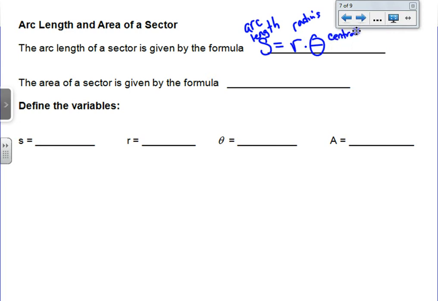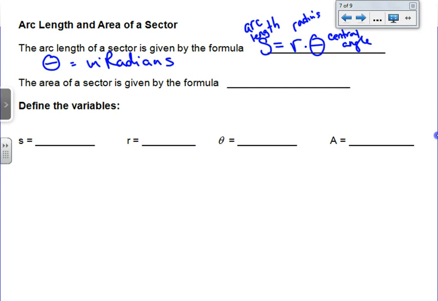Now here's the catch. Well, that's an L. Theta must be in radians. So if I tell you the central angle is 45 degrees, can you use 45 degrees in this formula? No, you're going to have to convert it to radians. Okay, so there's a little bit of a catch.